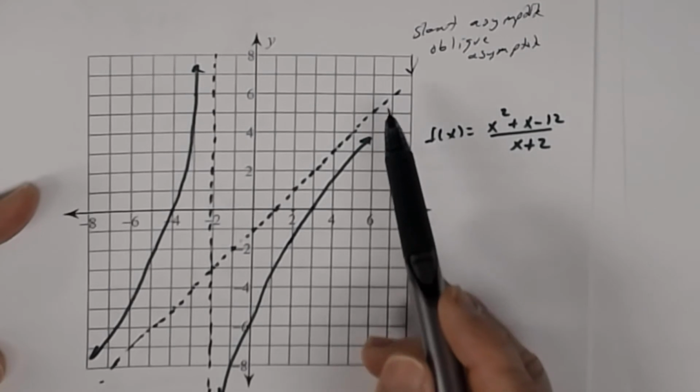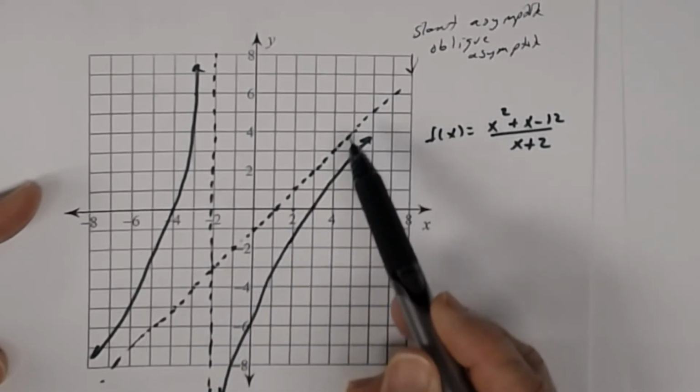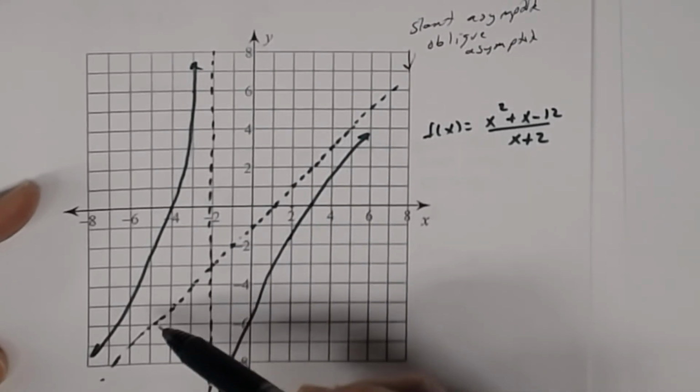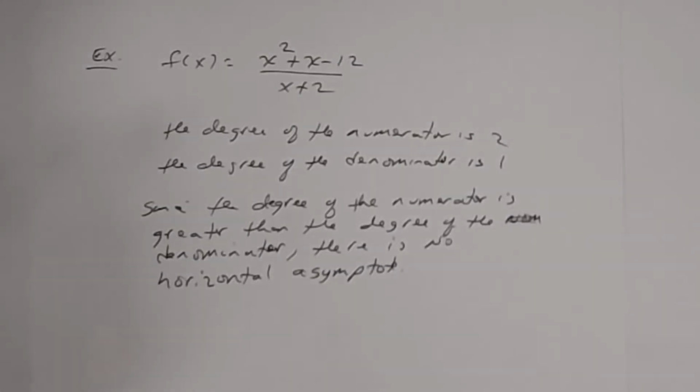And in this example, though, what you ended up with was not a horizontal asymptote, but an oblique asymptote. An oblique asymptote only occurs in certain situations, and we're going to talk about that next time. Okay, so those are the three situations that I wanted to talk about. So let's look at some examples.